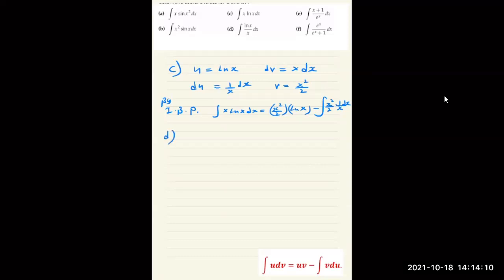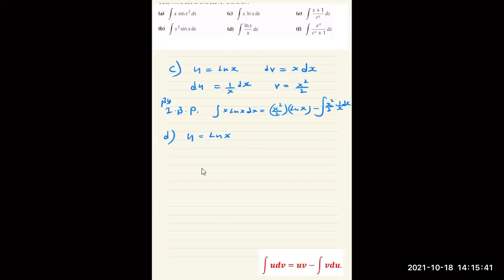Next, part D. What can you do about part D in this case? Actually, this integral can be solved using both integration by parts and by substitution, but substitution would be easier in this case. If you use u is equal to ln of x, you should be able to find the integral. Use this substitution and find the integral. I will leave that as an exercise.